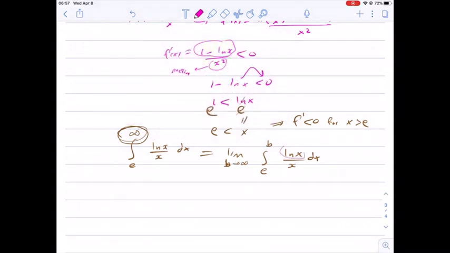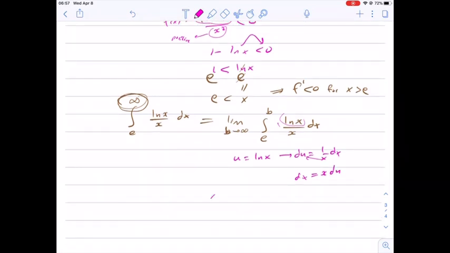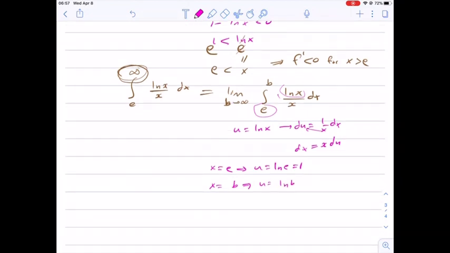Okay, now we find this integral. As we can see, there is a relationship between natural log and the other function 1 over x. If we differentiate natural log, we get 1 over x, and that means we can apply a substitution method. u is natural log x, then du is 1 over x dx. That means dx is x du. Now we change the limits of the integral. When x is e, u is natural log of e, and that's equal to 1. When x equals b, then u equals natural log of b.